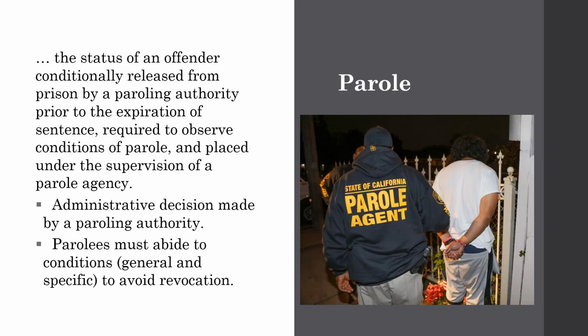Okay, let's switch over to parole. Parole is a status, right? So it's the status of an offender who's conditionally released from prison by a paroling authority prior to the expiration of their sentence. They're going to be required to observe conditions of parole, very similar to what you saw with probation. They'll be placed under the supervision of a parole agency. So this is an administrative decision that's made by a paroling authority, and parolees must abide by conditions, so both general and specific, just like in probation, to avoid revocation.